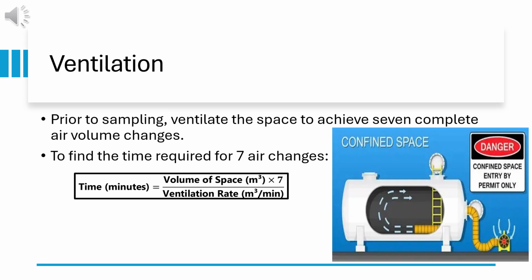Ventilation calculation. Before atmospheric sampling, the space must undergo 7 complete air changes. To calculate the required time, divide the space's volume multiplied by 7 by the ventilation rate.